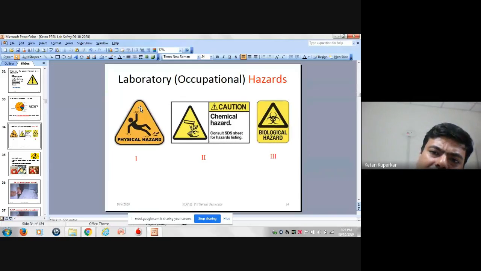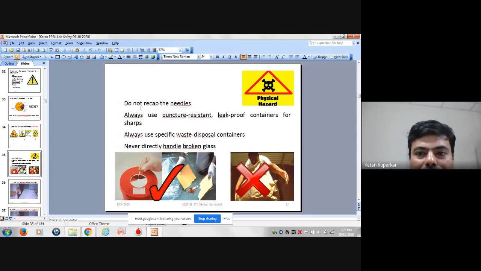Now, laboratory hazards are of three different types: the physical hazard, the chemical hazard, and the biological hazard. An example of a physical hazard is needles. You should not recap them, and if you are discarding them, have a proper way of discarding them by stripping off the tip. Also use specific waste disposal containers to discard definite laboratory items. You cannot use the same disposal container for all the common things you are going to discard.